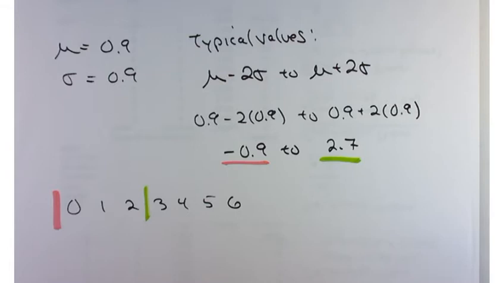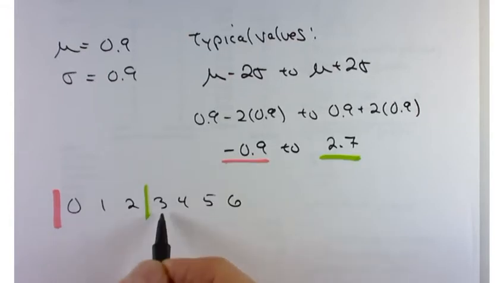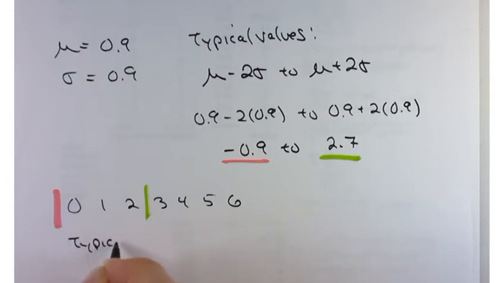Let's go back to rolling dice and see what happens when we roll a pair of dice. So I think the last question in here is based on the results, is 3 an unusually high number of failures among 6 cars tested? The answer is yes, because 3 is in the unusual range. This is typical, and this is unusual.